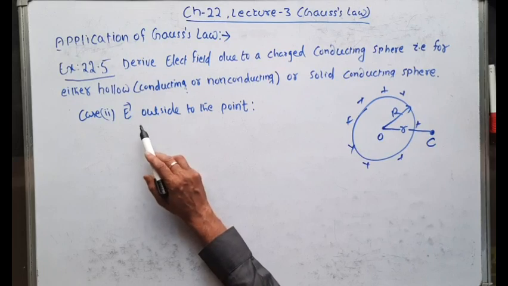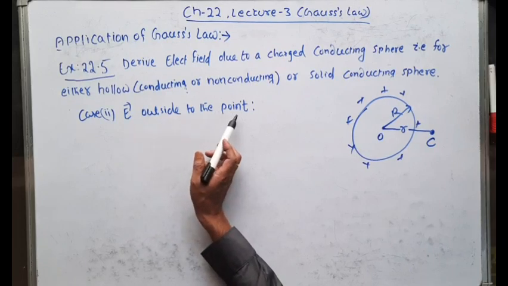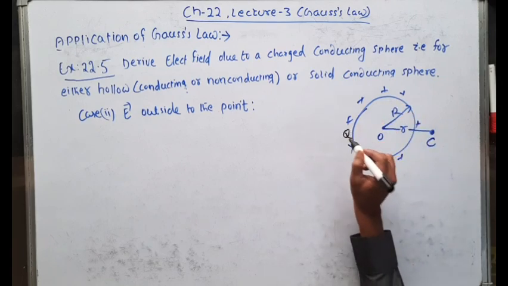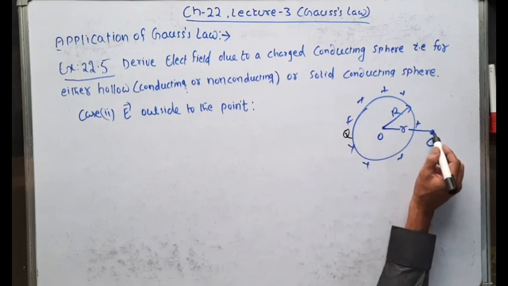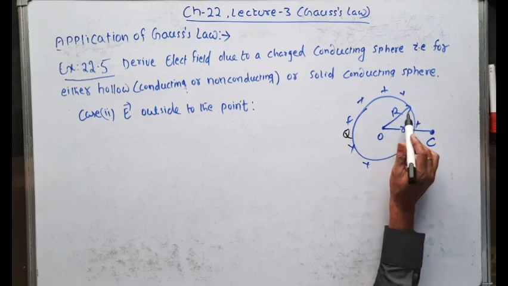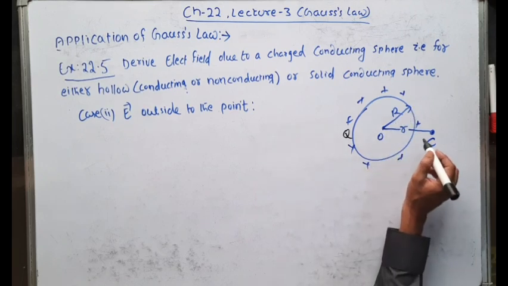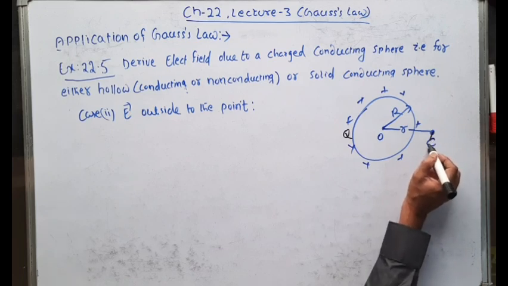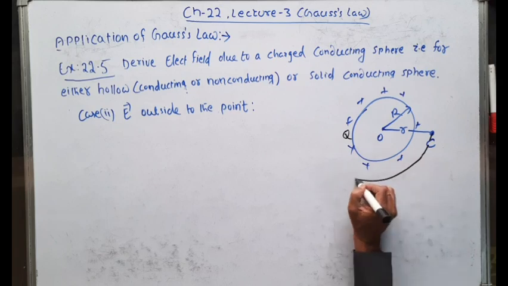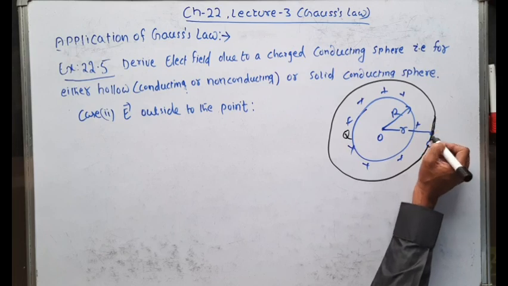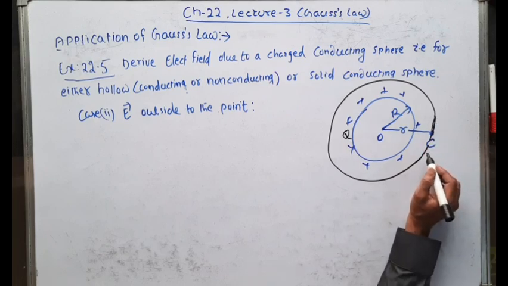Now see, here is the electric field intensity outside at the point. All the charges are residing on the surface of the conductor. We have to find the electric field intensity at an outside point, that is C point, which is at r distance from the center. So the radius of the sphere is r. To find the electric field intensity at this C point, we have to take a Gaussian surface, and that Gaussian surface must be a sphere according to the principle of application of the Gauss law. I have already discussed this.